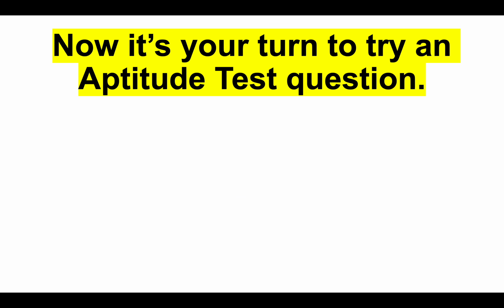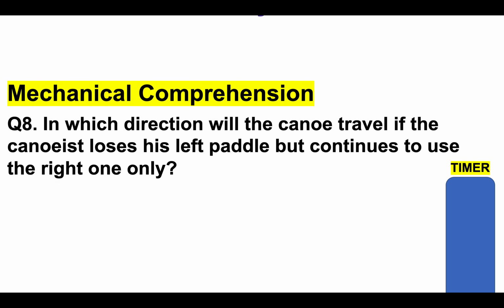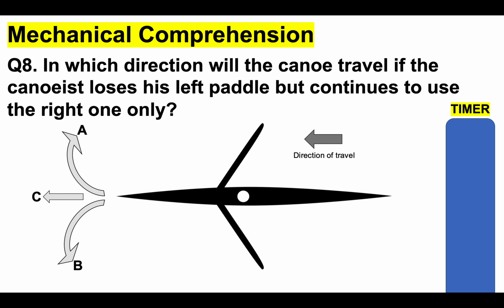So now it's your turn to try another aptitude test question. This time it's mechanical comprehension. Please do put your answer to question 8 in the comments section below the video for marking. Thank you very much. In which direction will the canoe travel if the canoeist loses his left paddle but continues to use the right one only? So make sure you look at the direction of travel, and don't forget he is using his right paddle only. Will it go A, B or C? Here's a timer.